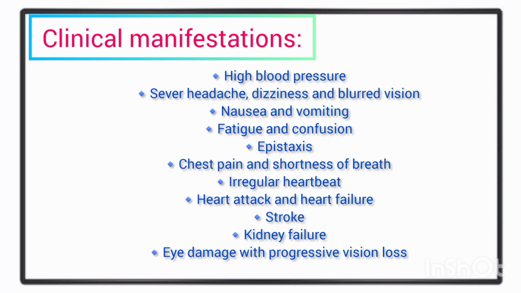So what are the clinical manifestations we can see in hypertension? First, high blood pressure, then severe headache, dizziness, blurred vision, then nausea and vomiting, then fatigue and confusion, then epistaxis or nasal bleeding, then chest pain and shortness of breath, then irregular heartbeat, then heart attack and heart failure. These we can see in chronic hypertension. Okay, heart attack and heart failure, stroke, kidney failure, eye damage with progressive vision loss. Okay, these are the clinical manifestations we can see in hypertension.